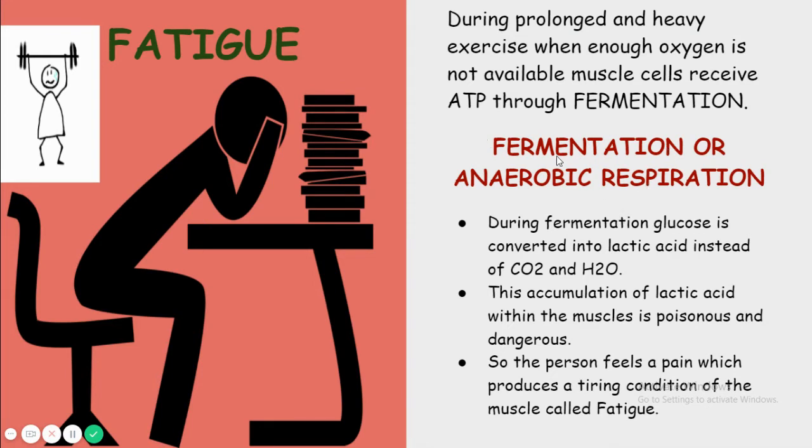Okay, or fermentation. During the process of fermentation, because of the low level of oxygen in the blood, glycogen converts into glucose, and then due to the absence of oxygen in the blood, glucose cannot be converted into carbon dioxide, water, and a large amount of ATP. Instead, that glucose converts into lactic acid, which is an intermediate product. And that lactic acid is very poisonous and dangerous for the skeletal muscle.